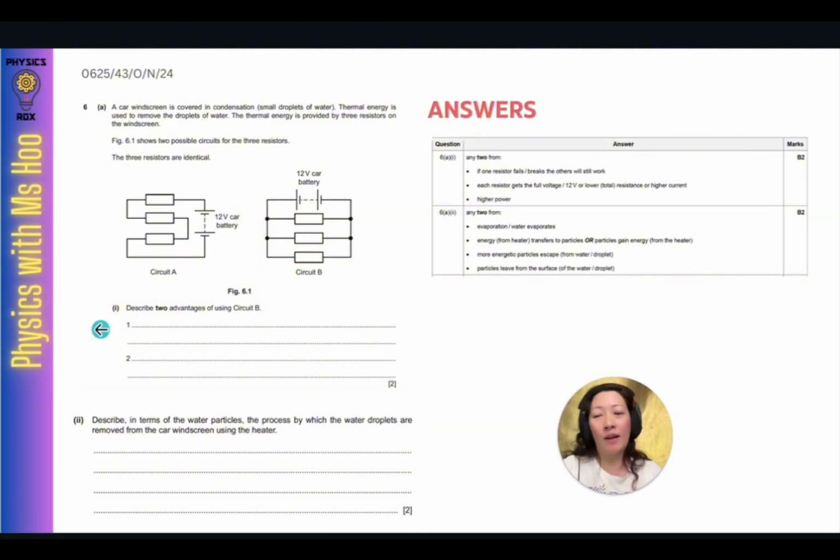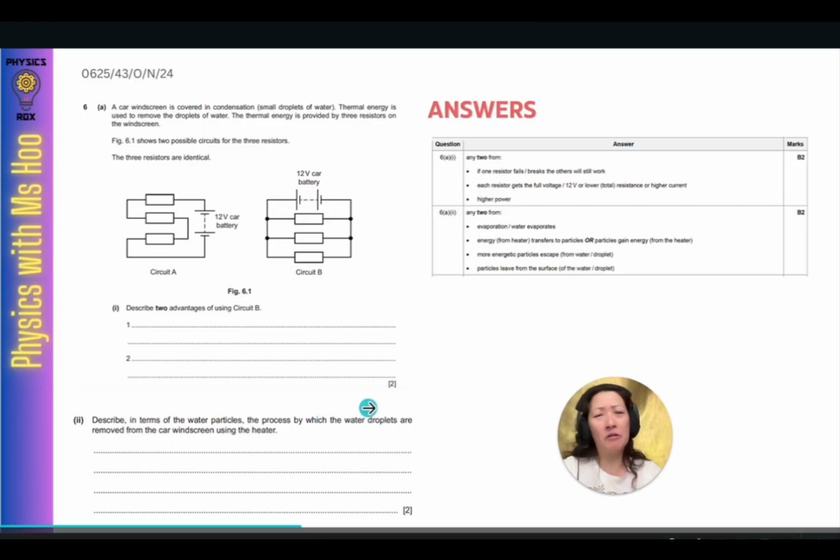And in question A1, they want you to describe 2 advantages of using circuit B. Of course, in this case, you need to recognize that circuit B is a parallel circuit, and you need to describe the 2 advantages of a parallel circuit compared to a series circuit. But when you come to number 2, suddenly the question changes. Describe, in terms of the water particles, the process by which the water droplets are removed from the car windscreen using the heater. So if you have your mind set on electricity, suddenly when you look at this question, you'll be like, what has this got to do with electricity?